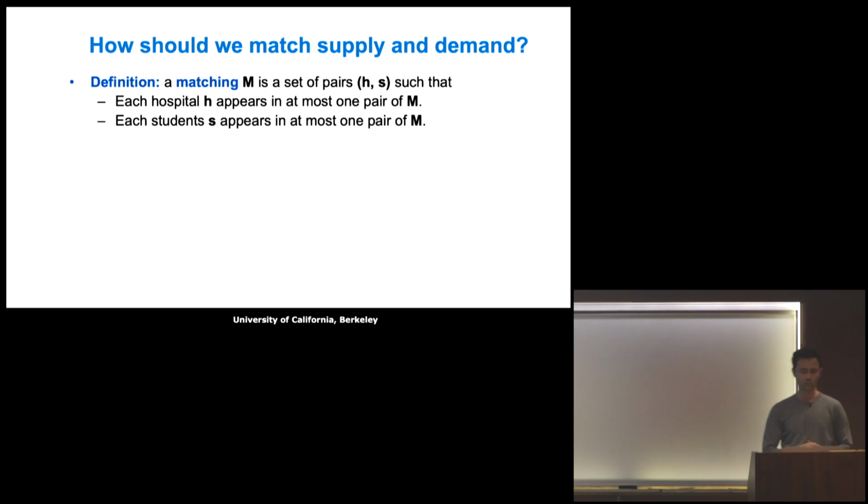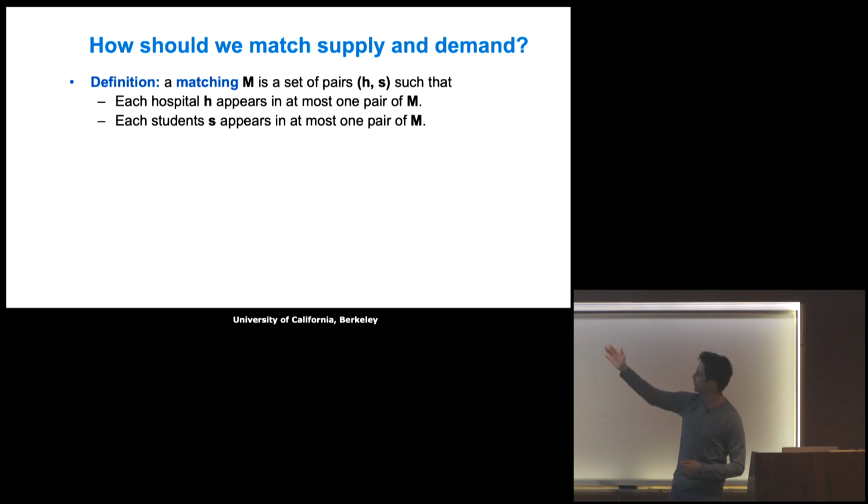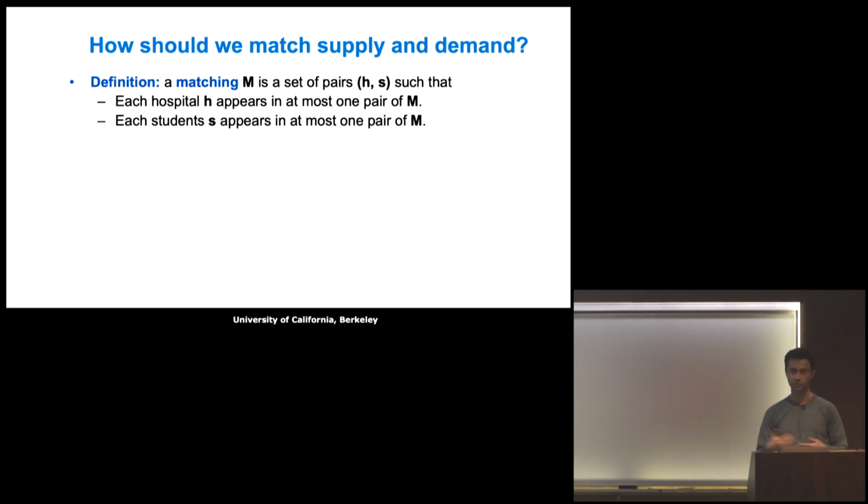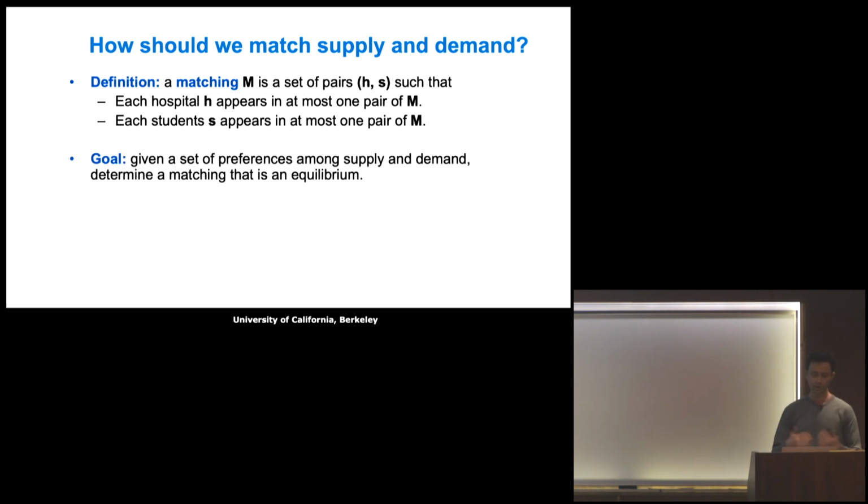The first thing, in order to talk about this, is we should define a matching. A matching is a set of pairs between hospitals and students. I'm going to use hospitals and students throughout this presentation to describe the two sides of the market. This matching is a collection of pairs such that each hospital appears only in one pair and each student appears only in one pair. We could have hospitals or students that are not matched. That's allowed. Our goal, given a set of preferences among supply and demand, is to determine a matching that is an equilibrium for the market. I haven't told you what an equilibrium is, but you should roughly think of it as a matching where everyone is happy.